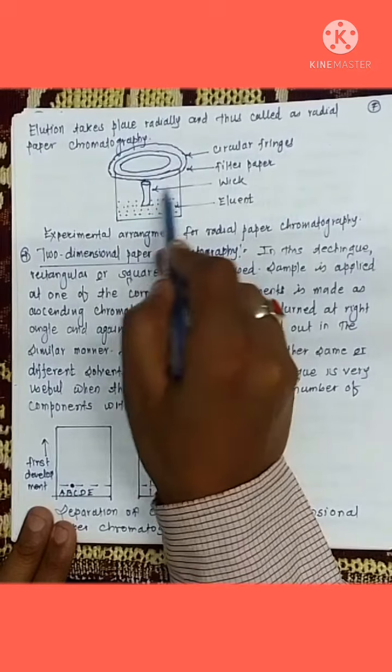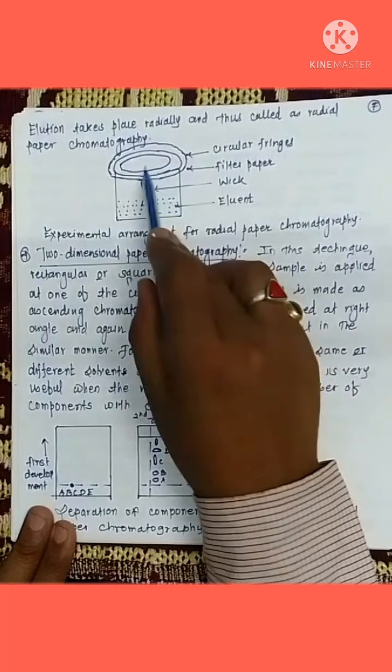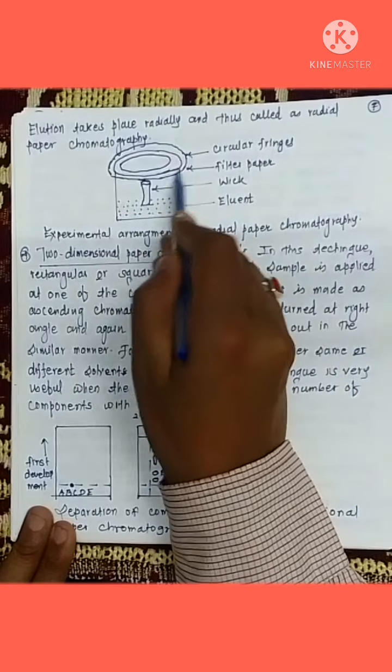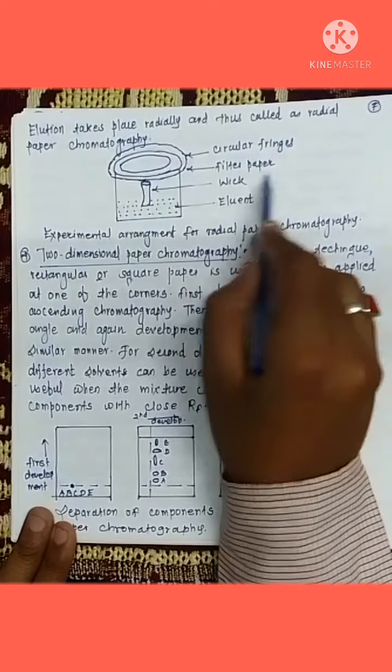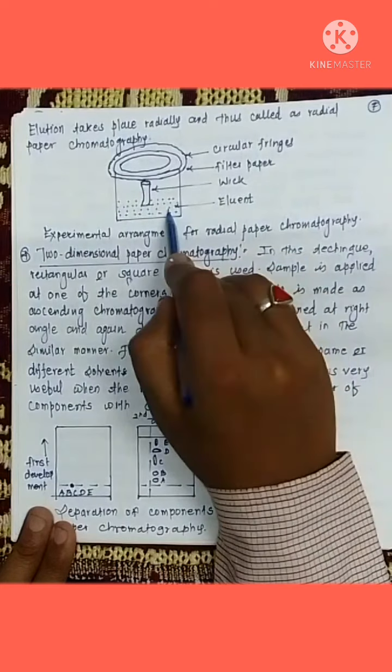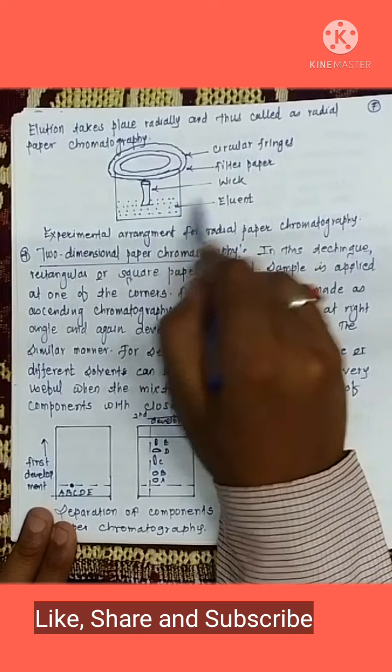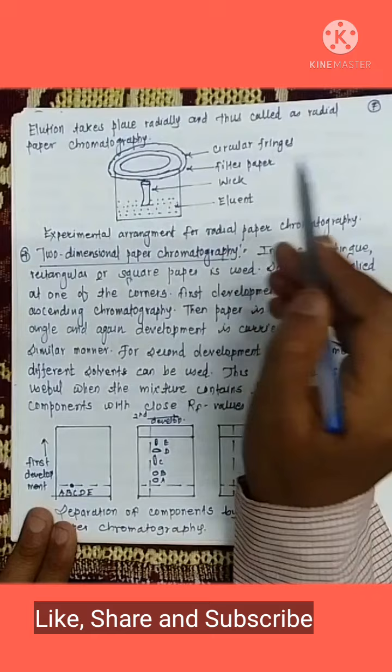So it is the schematic diagram of your radial chromatography. So just see here, these circles are generally the circular fringes of your filter paper. This is the wick and it is the elutant which is placed at the bottom of the jar.